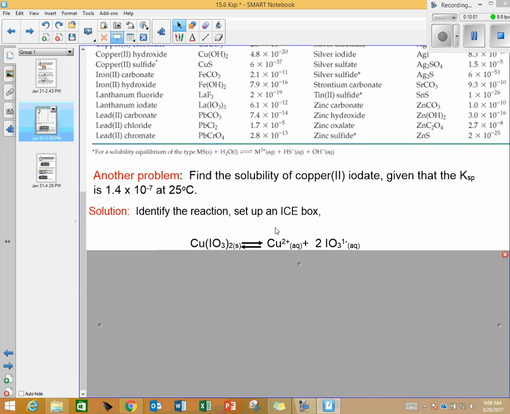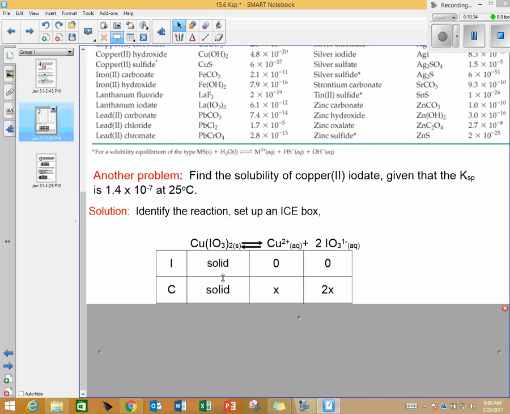So solid copper 2 iodate makes 1 copper 2 plus and 2 iodates. Just stoichiometry. Remember when you go from a name to a formula, you have to make sure that the charges add up to 0. That's why we need 2 iodates for every 1 copper, because we have a copper 2, and iodate has a -1 charge. Okay, so here's our reaction. You'll have to remember how to do that. You will have your polyatomic ion sheets for problems. We set up an icebox.